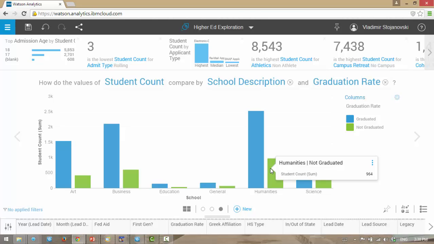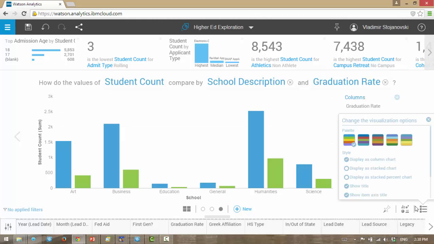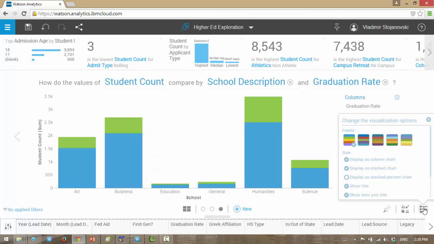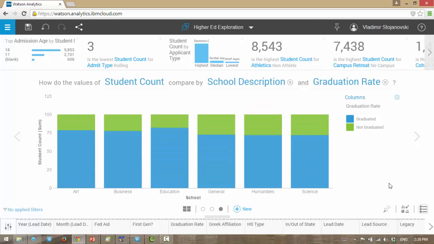One thing that's obvious, however, is that School of Humanities, School of Business, School of Art are much bigger than School of Education, for instance. So it's a little bit hard to compare these schools, apples to apples, if you will. So what I'll do is I'll slightly change how this chart is shown. I can change it and show it as a stack chart, or I can also show it as a stack percent chart. So now we can more easily compare these schools on an equal basis.